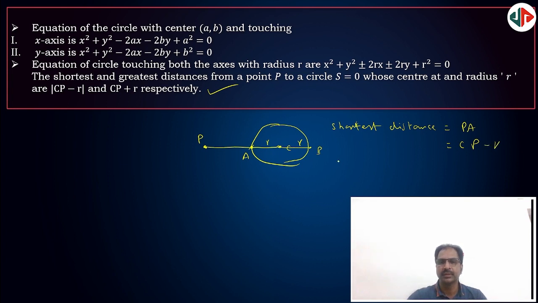R is the radius. Then what is the greatest distance or farthest distance of point P from the circle? PB. PB is the farthest distance. PB means from here to here, right? That PB is nothing but CP plus R. So the formula for shortest distance of a point from the circle is CP minus R. Farthest distance is CP plus R.